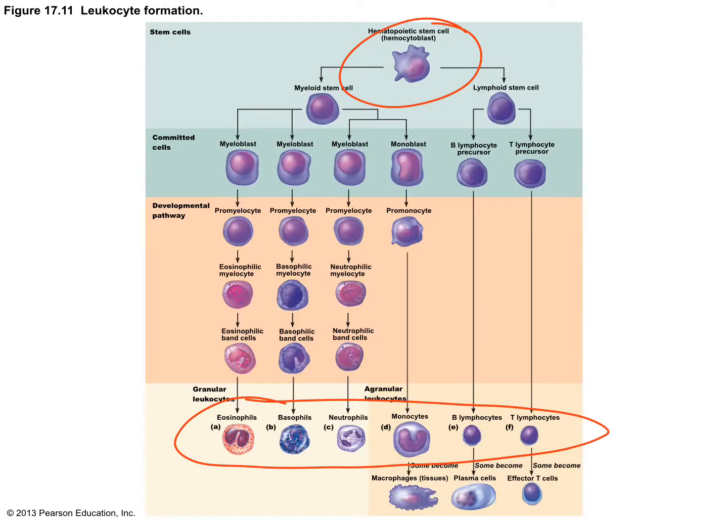Now, this is a complex slide that I wouldn't spend too much time on, but we again can see that we start with the hemocytoblast, and then we can go off into a number of different pathways. And you can look down at the bottom, and you can see the 5 different types of white blood cells with the lymphocytes split into 2 different classifications with T and B lymphocytes.